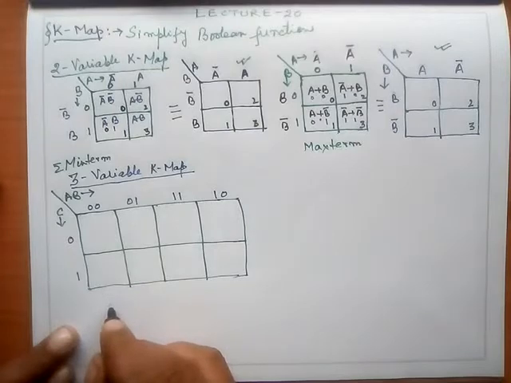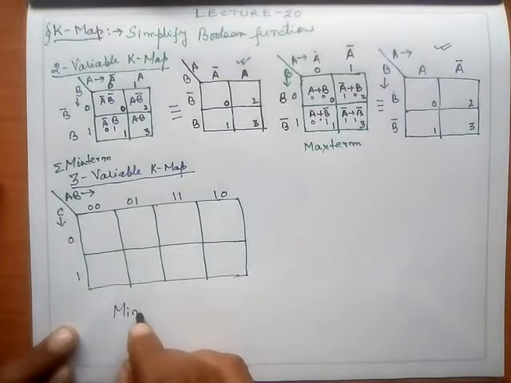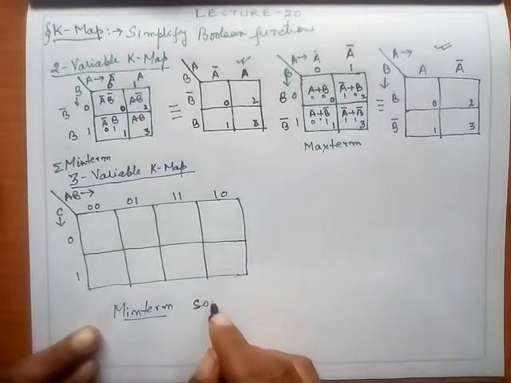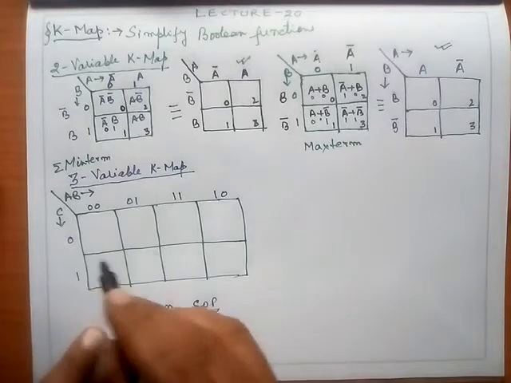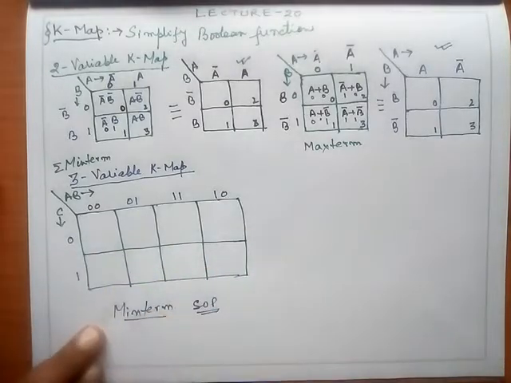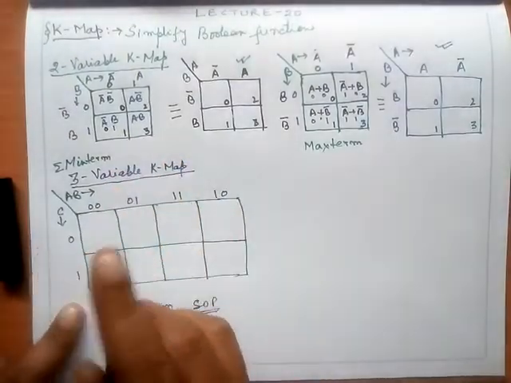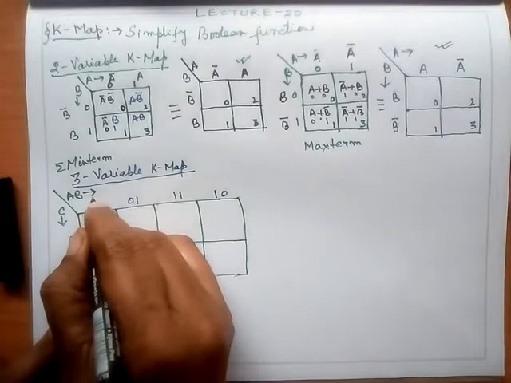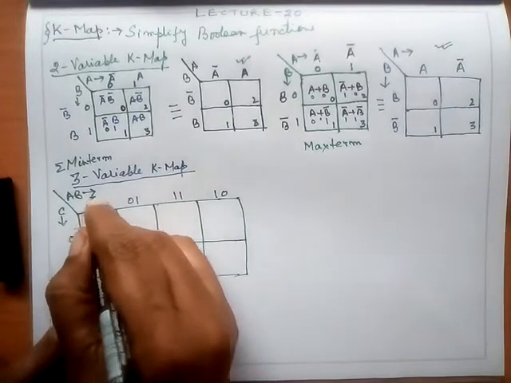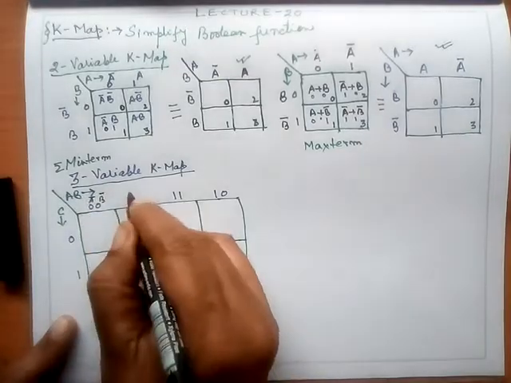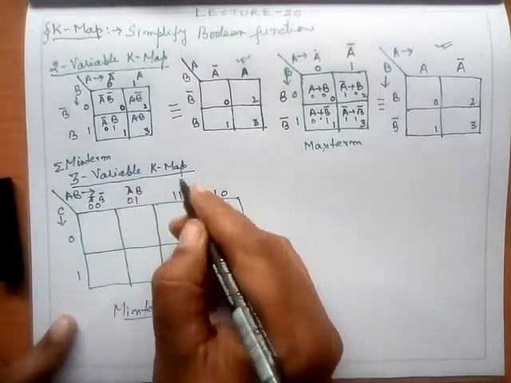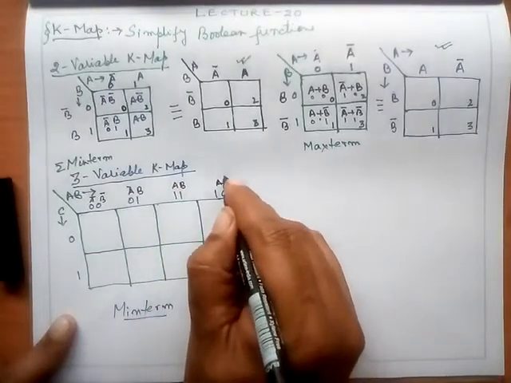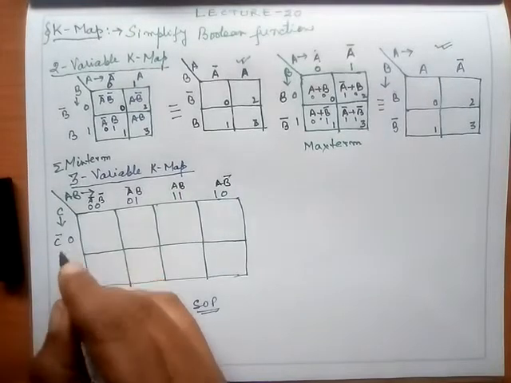Now I am drawing it for min terms first of all. Every cell represents a min term, that is, canonical SOP form. For SOP form, this is how I frame the K-map. When I say 0 0, the first element represents the value of A and the second represents the value of B. So this is A bar B bar. This represents A bar B, this represents AB, and this represents AB bar. Similarly, this represents C bar and this represents C.